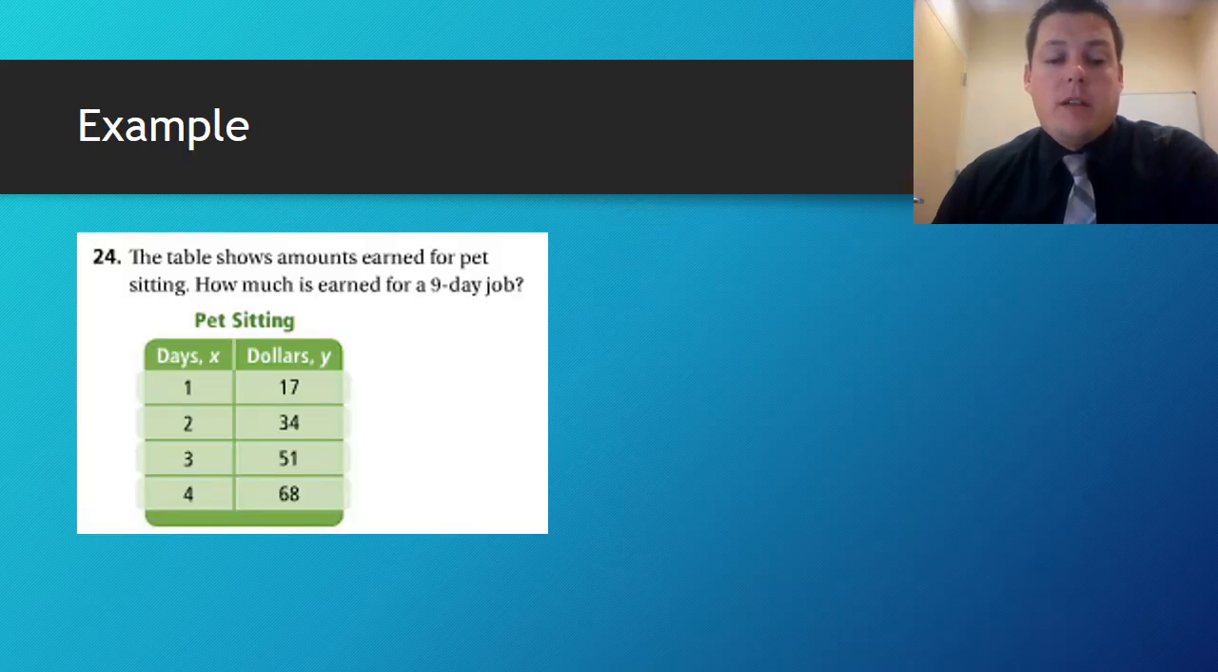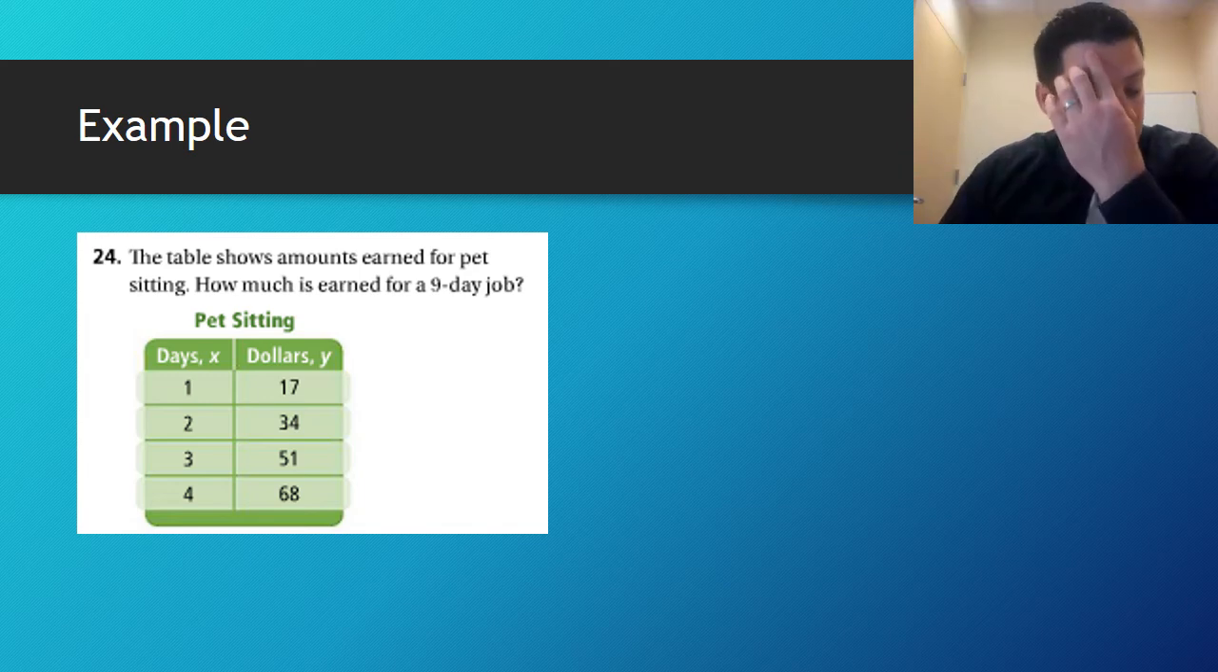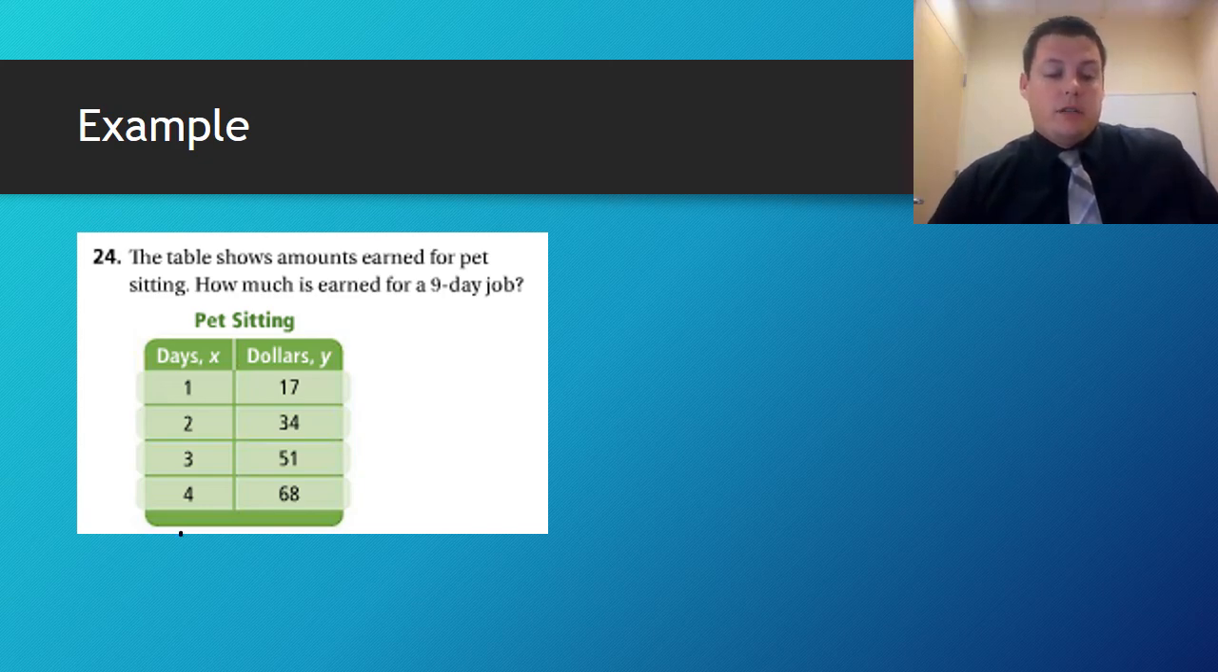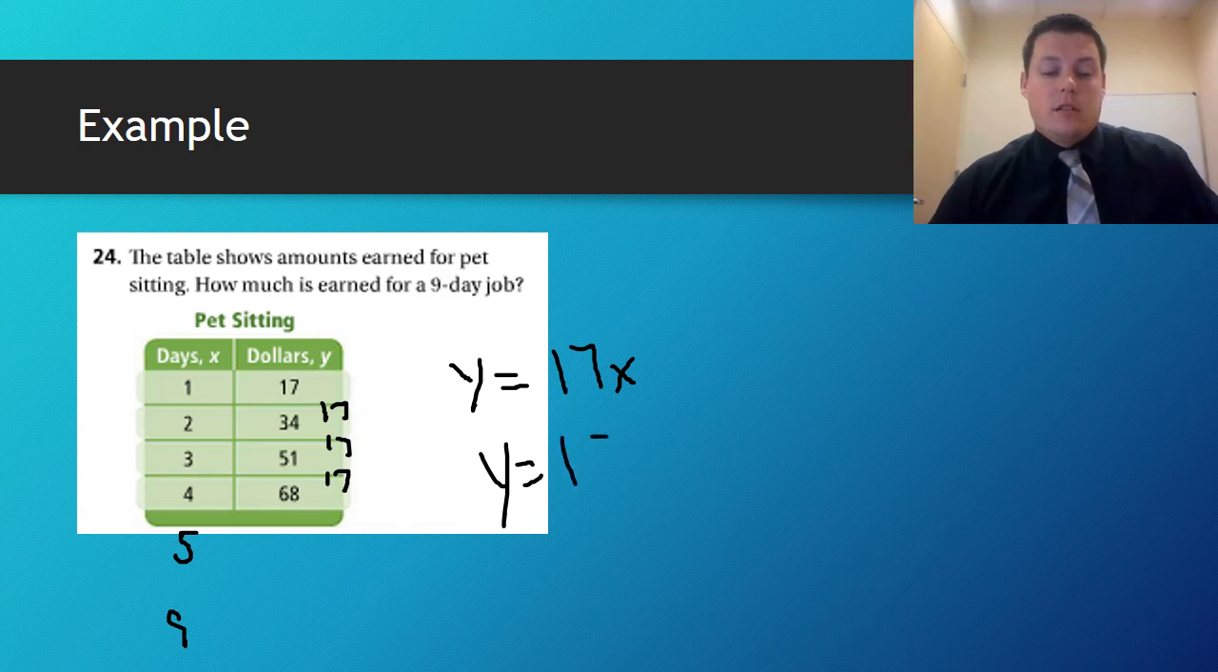Here's an example. The table shows amounts earned for pet sitting. How much is earned for a 9-day job? Well, one thing we can do is use the pattern and just keep going. Let's see what the pattern is. 17 to 34, 34 to 51. They're just adding 17 every time. So if we're adding 17 every time, remember that's the same as multiplication. So we're going to have y equals 17x, because we're adding 17 for each day. So if we want to know what 9 is, we would plug 9 in for x, and we would get 153. So that's just an example of the word problem.